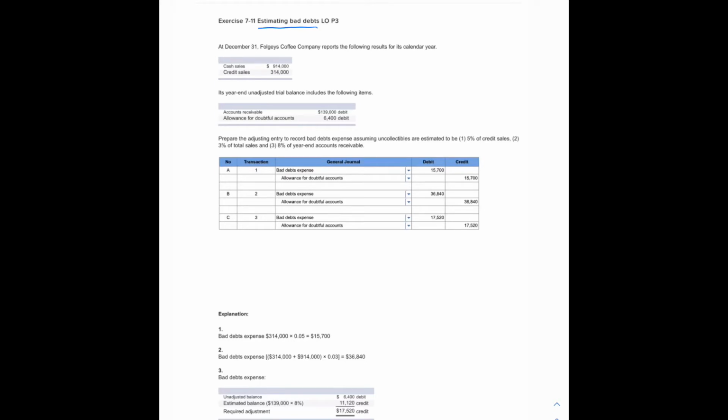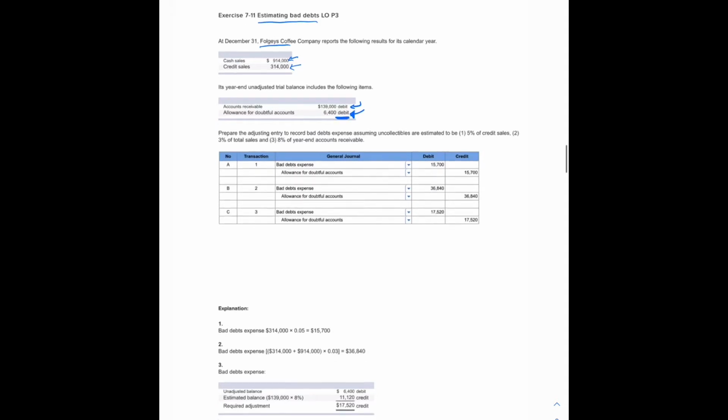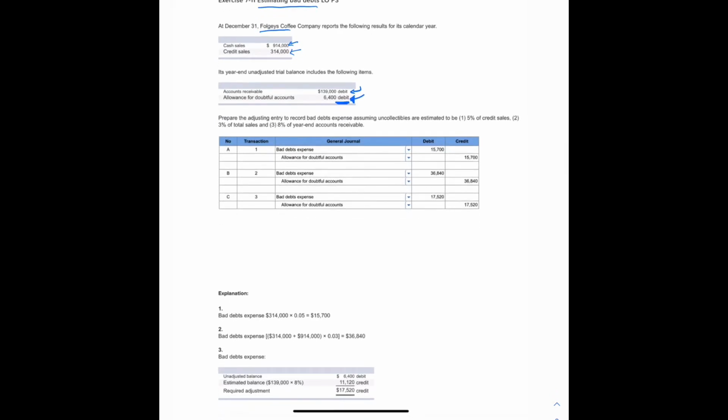It tells us that December 31st, Folgers Coffee Company reports the following results for its calendar year. Cash sales of $914, credit sales of $314, and in its year-end adjusted trial balance, we include the following items. Accounts receivable, $139 as a debit, which is the normal balance, an allowance for doubtful accounts of $6,400, and notice this is a debit balance, which is a non-normal balance in this allowance for doubtful accounts. So we're going to have to consider all of that as we work through this question.